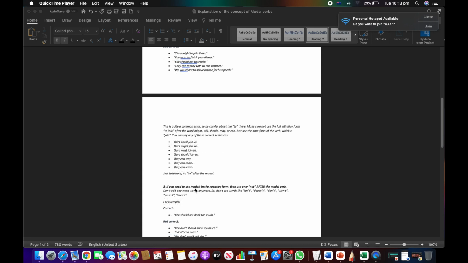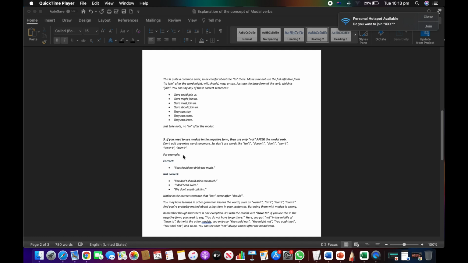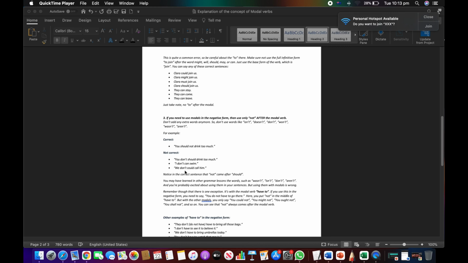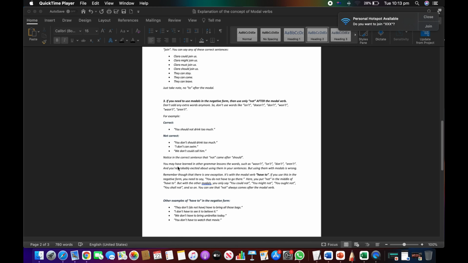Number 3. If you need to use modals in a negative form, then use only not after the modal verb. Don't add any extra words anymore. So don't use words like isn't, doesn't, don't, won't, wasn't, and aren't. For example, the correct version of this should be: you should not drink too much. The incorrect versions are: you don't drink, or you don't should drink too much. I don't can swim. We don't could call him. Notice in the correct sentence that not came after should.